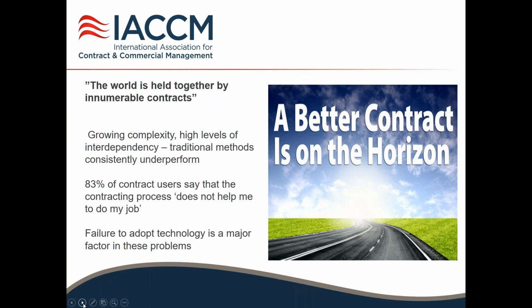83% similarly think that the overall contracting process doesn't help them to do their job. So the value erosion is scarcely surprising. And as we look at the underlying causes for much of this, it is very clear from our research that the companies that are making effective and intelligent investment in technology are soaring far and away above their competition in the quality of the performance they're achieving.